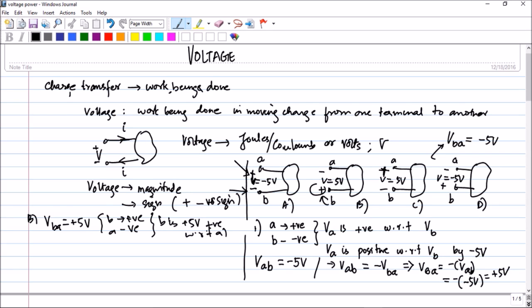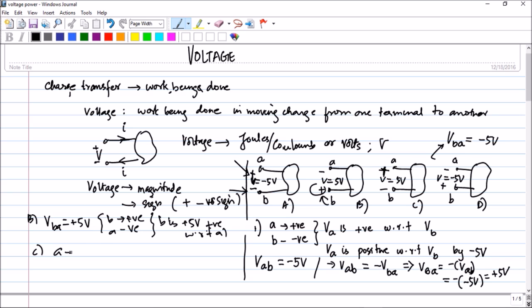Now usually in electrical circuit analysis, the reference potential is always ground potential or 0 volt. Therefore we can tell that when the ground is at 0, VB with respect to ground is 5 volt. But the actual definition is that the potential at B is 5 volt more than the potential at terminal A. So let's take the next case.